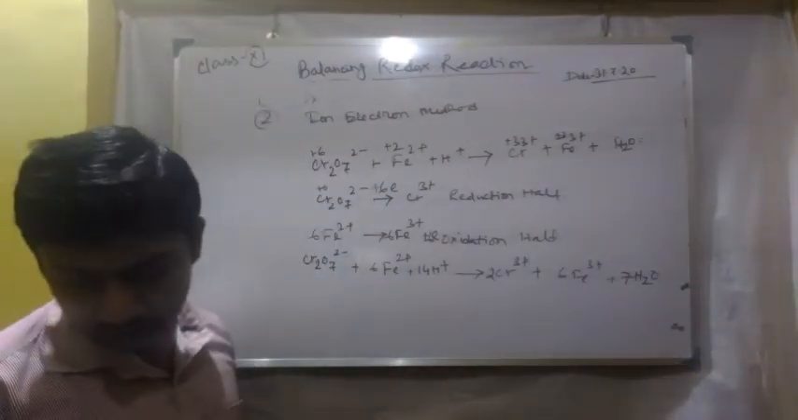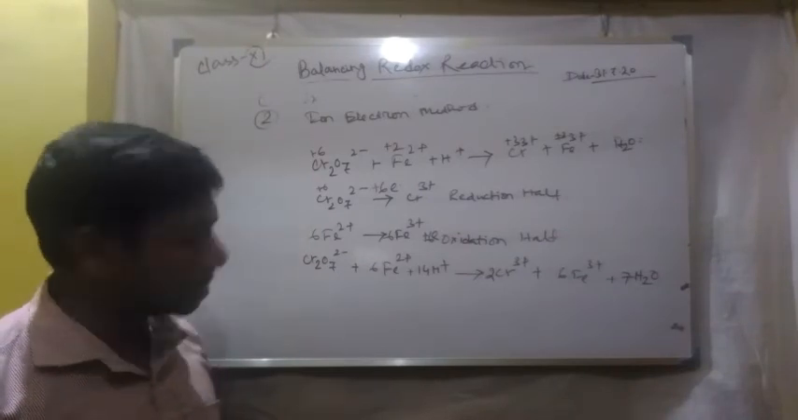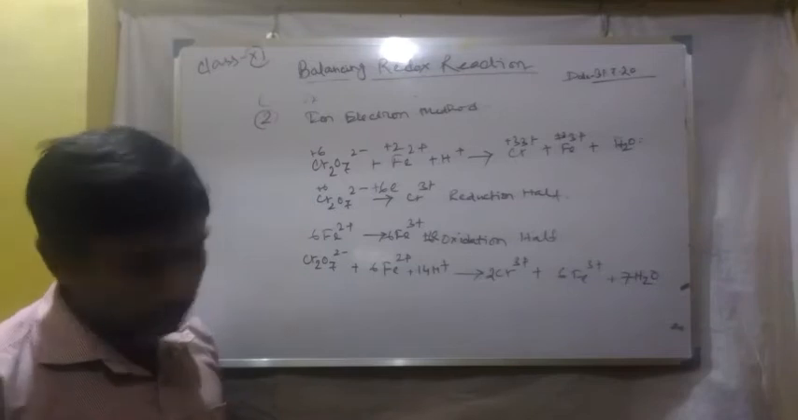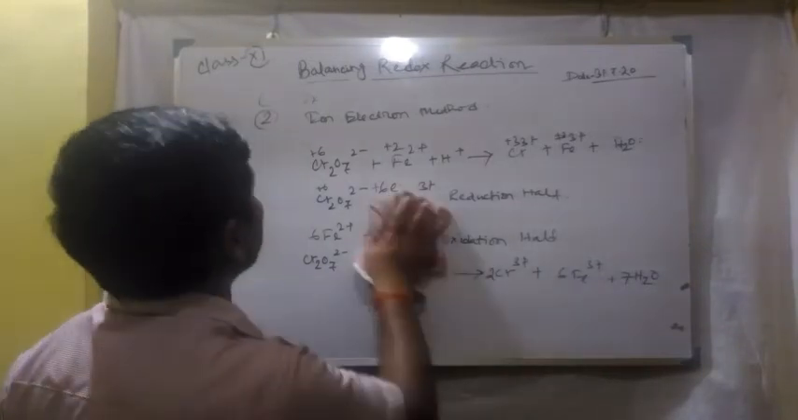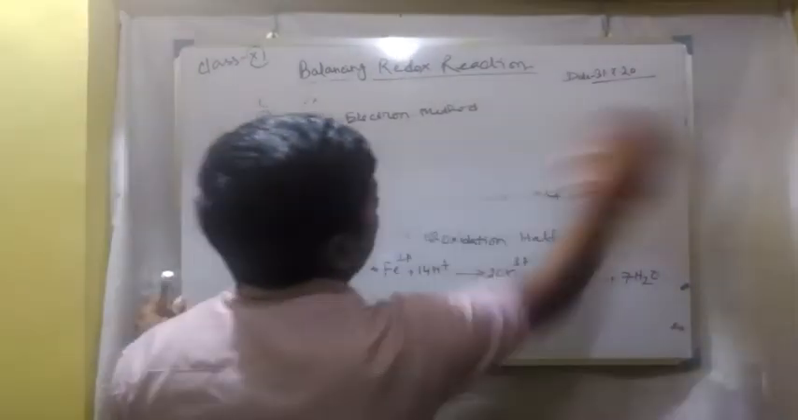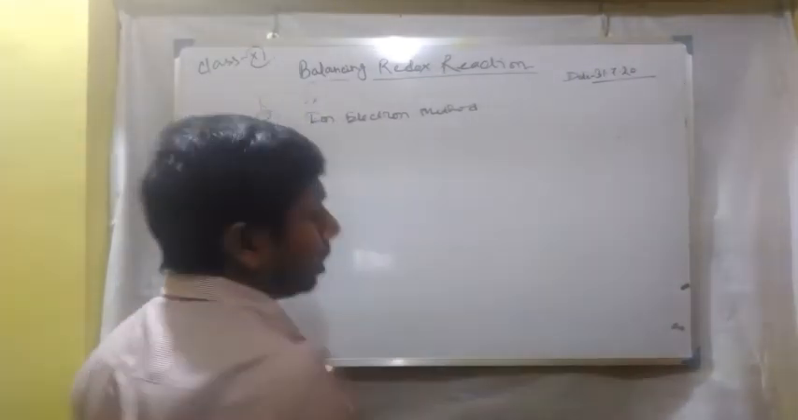Cr2O7 2 minus plus 14H plus plus 6Fe2 plus forming 6Fe3 plus, 2Cr3 plus and 7H2O. Okay. Again I will follow one more example on this pattern, that is by the ion electron method.